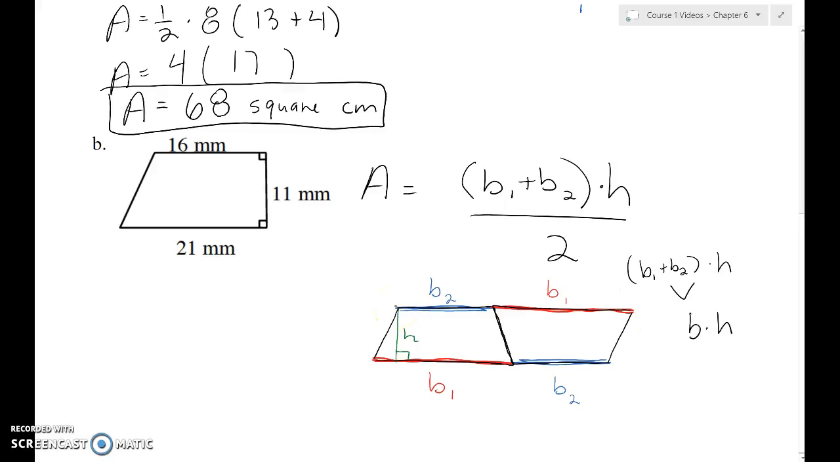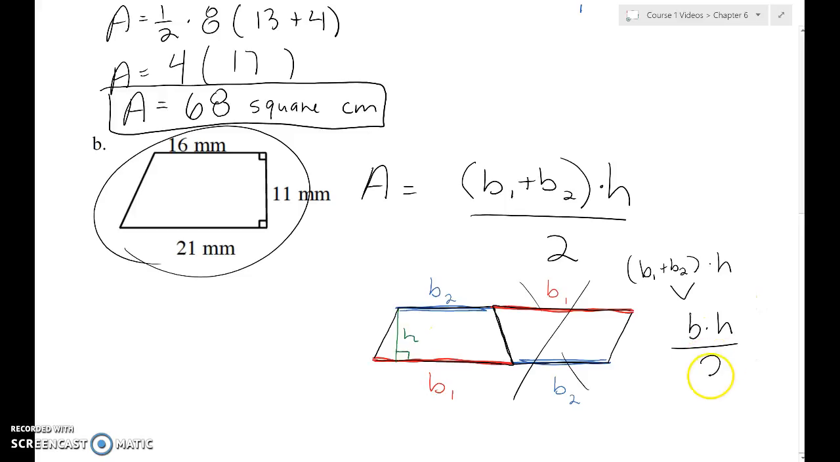So that would get us the area of this whole parallelogram here. But we weren't asked to find that. We were just asked to find the area of one of these. So I would want to divide it by 2 afterwards, because I don't want this one. I only want one of them. I want half of what I have. So I'm going to need to divide it by 2 at the end. And here's what we have. So let's go ahead and do that.